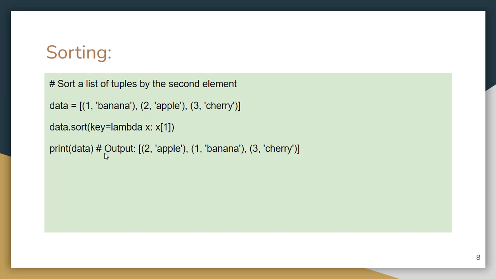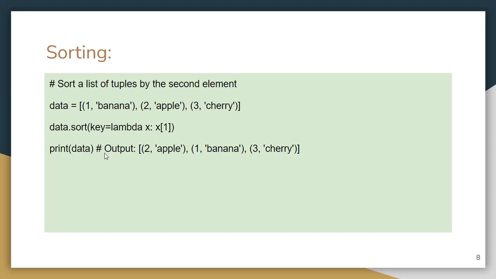Here I am using a lambda function. key equals to lambda x colon x[1]. The 1 indicates the second element, that is banana, apple, and cherry. The sorting operation will be applied on banana, apple, and cherry.